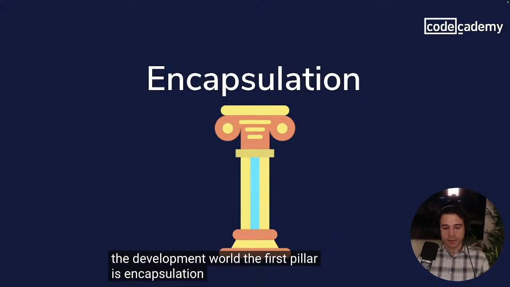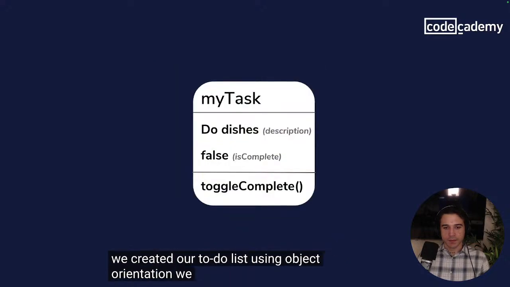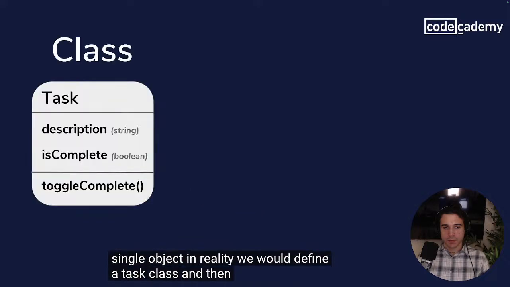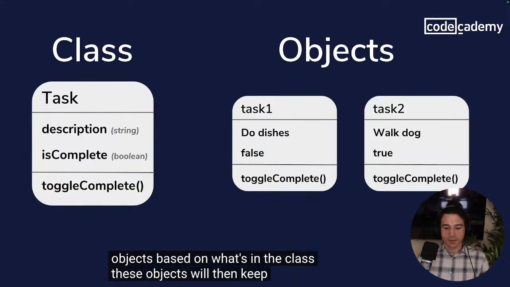The first pillar is encapsulation. Now you'll recall when we created our to-do list using object orientation, we combined all of the data and behavior for a to-do task into a single object. In reality, we would define a task class and then create task objects based on what's in the class. These objects will then keep track.